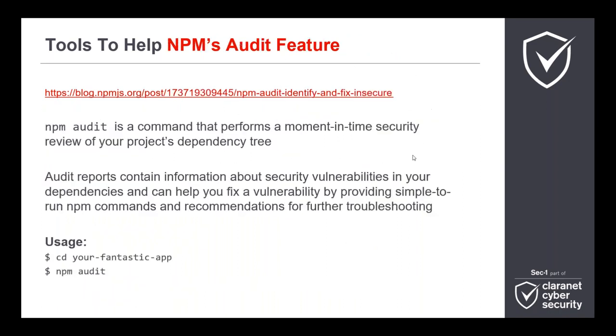Finally, this one's pretty useful, and there are similar commands you can run with different package managers, but npm audit is a very convenient and simple one for a point-in-time security review of your project's dependency tree. Your audit report contains information about security vulnerabilities in your dependencies, and it can help you fix them, providing simple-to-run npm commands and recommendations for further troubleshooting. It is as simple as changing directory to your app and then running npm audit, and the output will probably give you quite a lot of scary stuff because npm has mad dependencies, but being scared isn't a problem. You want to be resourceful and knowledgeable about what's going on.